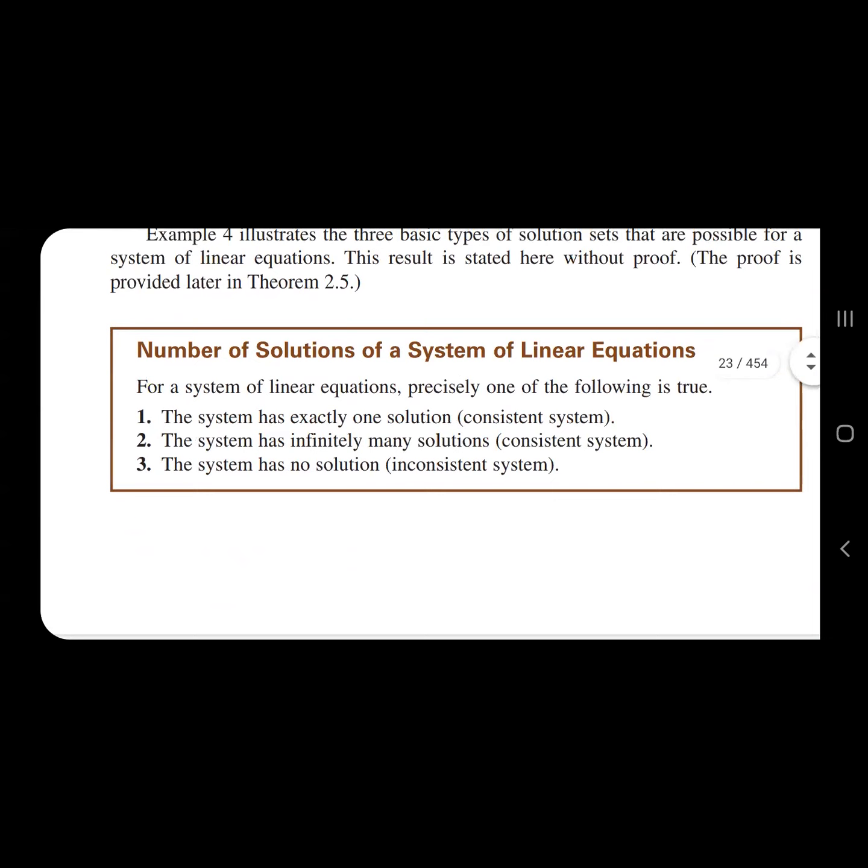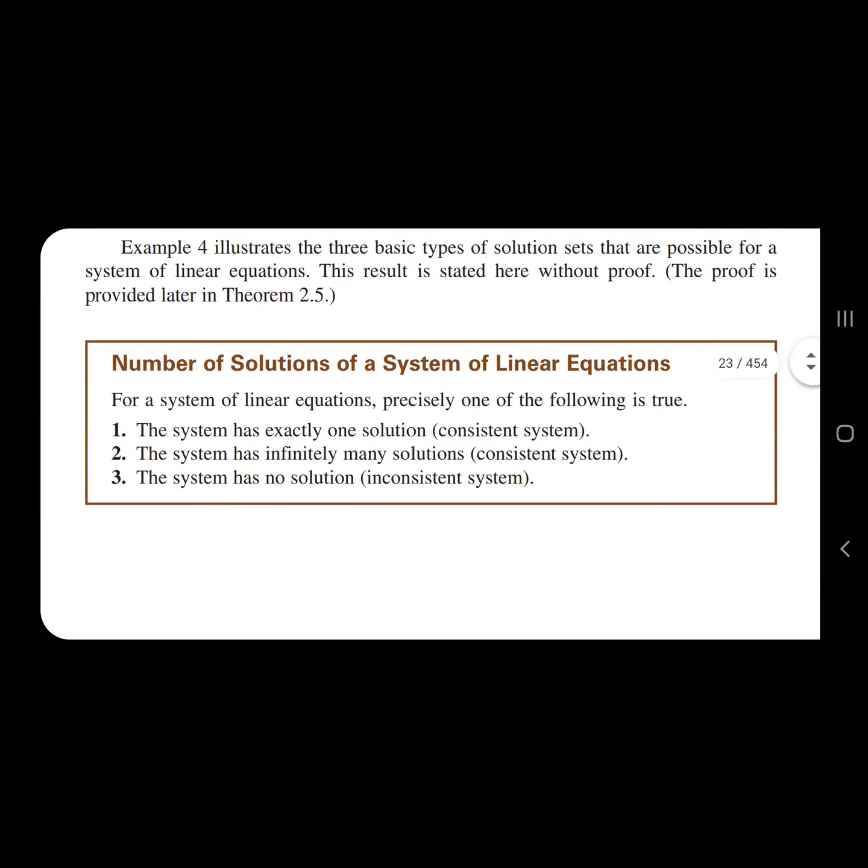And this is something which I'm not going to prove now. We will prove this eventually. But for now, we're going to say, for a system of linear equations, precisely one of the following is true. It either has one solution, infinite solutions, or no solutions.